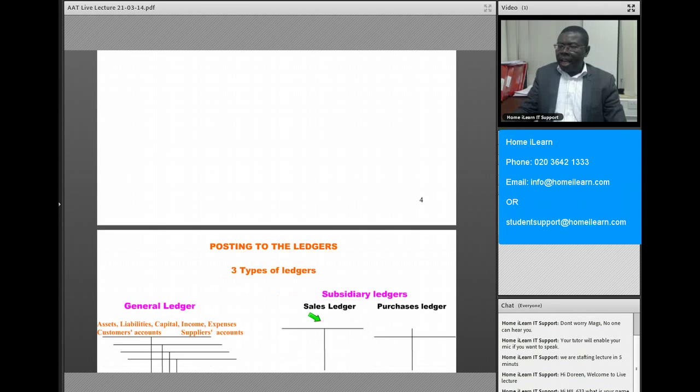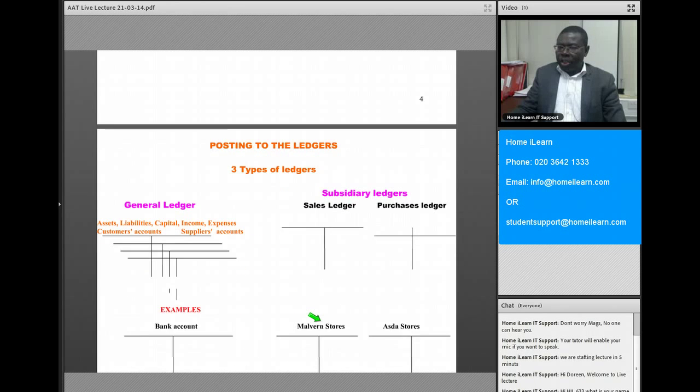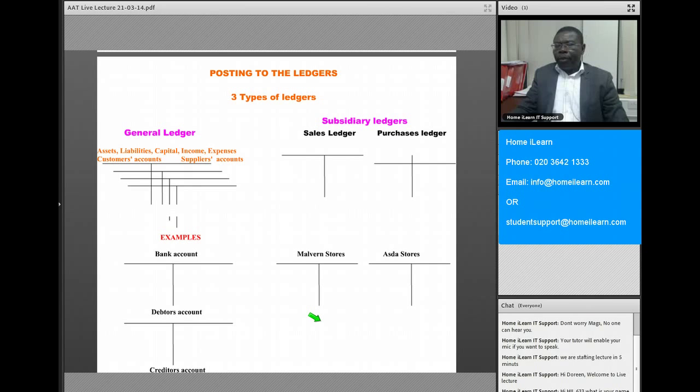Let us have a look at the next stage of the process. Now, after we've done our books of prime entry, we basically need to post to the ledger. When we are posting to the ledger, that is where we need to use the principles of double entry. There are 3 types of ledgers that you should know about. The first one is the general ledger, which is the main ledger. It contains our assets, liabilities, capital, income, and expenses. So different types of accounts in the general ledger.